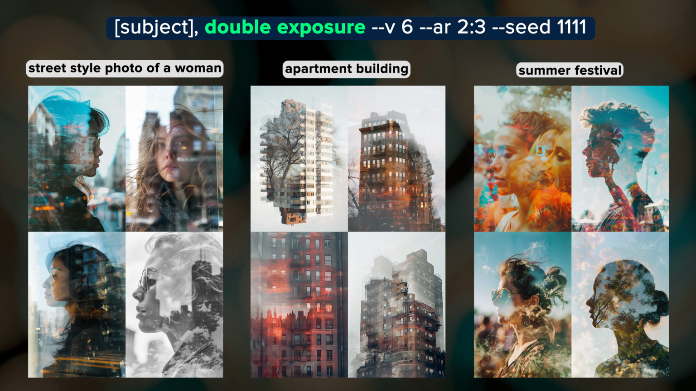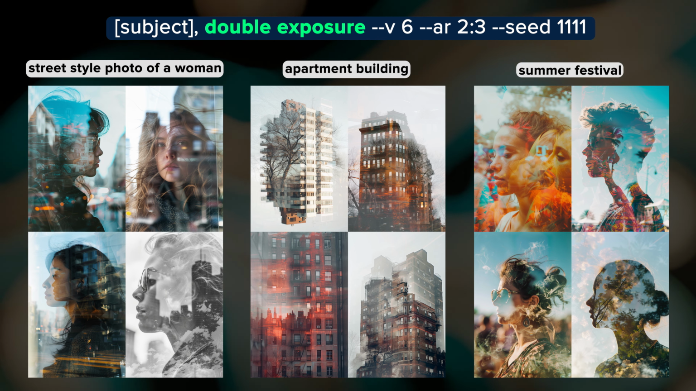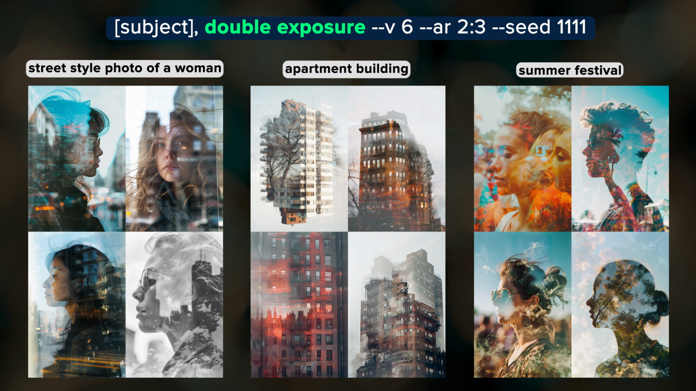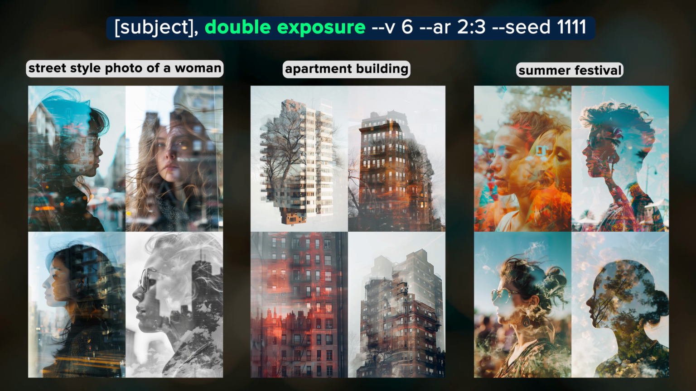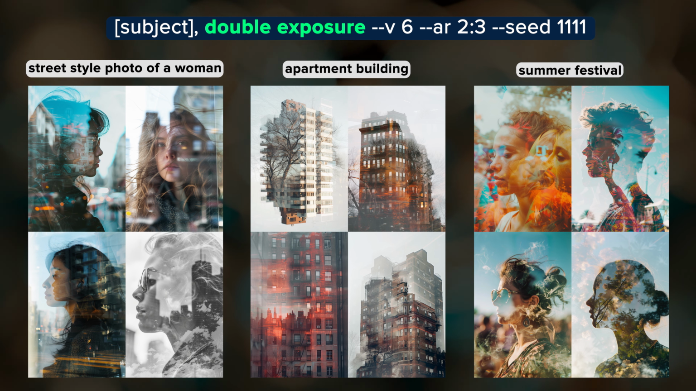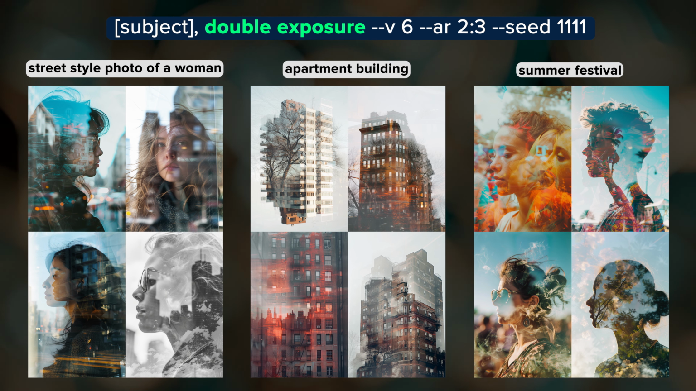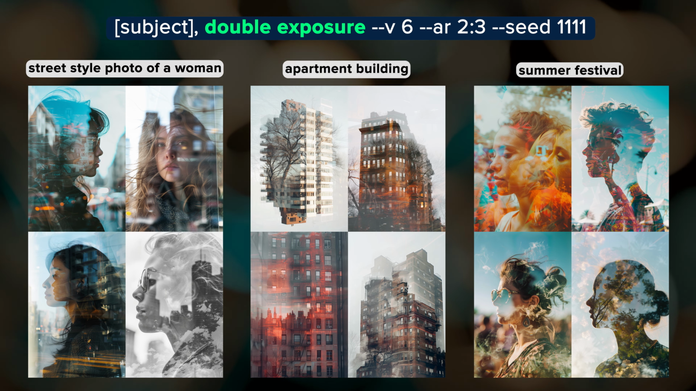I especially love the apartment building in the upper left that looks both like it's mirrored and floating. A common subject for double exposures is to combine a side profile image of a person with a nature image. And you'll see Midjourney naturally lean in that direction, for example with the summer festival images.